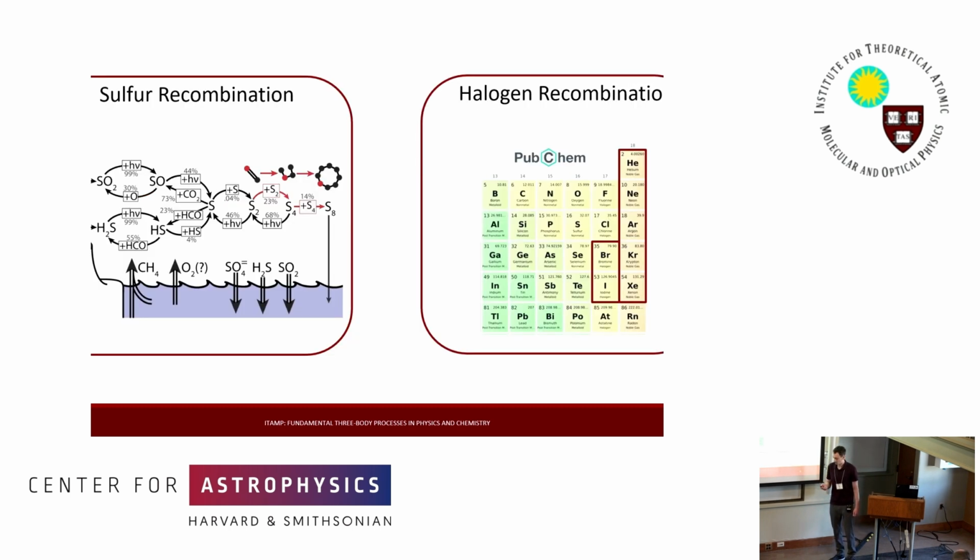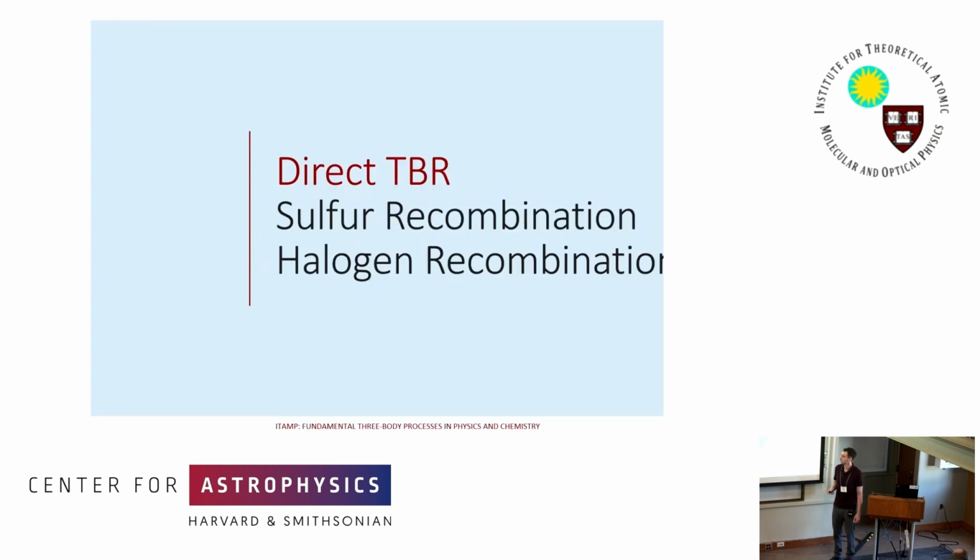Today I'm going to be focusing on the work that we did for sulfur recombination, which has relevance to the great oxidation event. It's suspected to be responsible for the oxygen that our atmosphere has today, as well as any other sulfur-containing atmospheres like hot Jupiters or exoplanets. And then I'm going to talk about halogen recombination, which has some historical significance in the three-body recombination world. It is one of the first systems experimentally studied for three-body recombination.